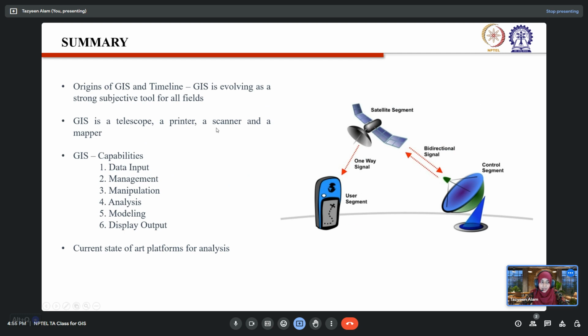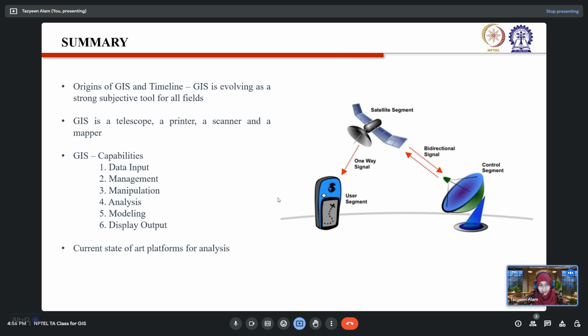Now, this brings us to the end of this session. What can we see from here? What have we learned? So, we have learned the origins of GIS and its timeline. GIS is evolving as a strong subjective tool for all fields, and it's not that the evolution has stopped. It is still in process, and it will keep going on as we bring artificial intelligence and augmented reality into play. It may evolve beyond our thinking capabilities.